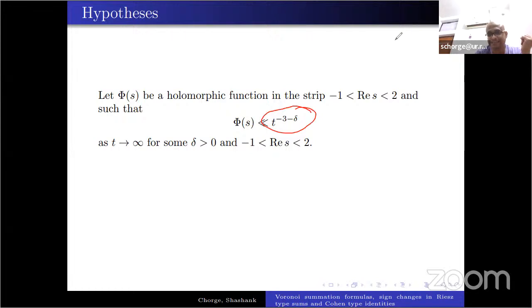Then in that case, we can define its inverse Mellin transform as a small phi of x, as this thing, the inverse Mellin transform of this function.